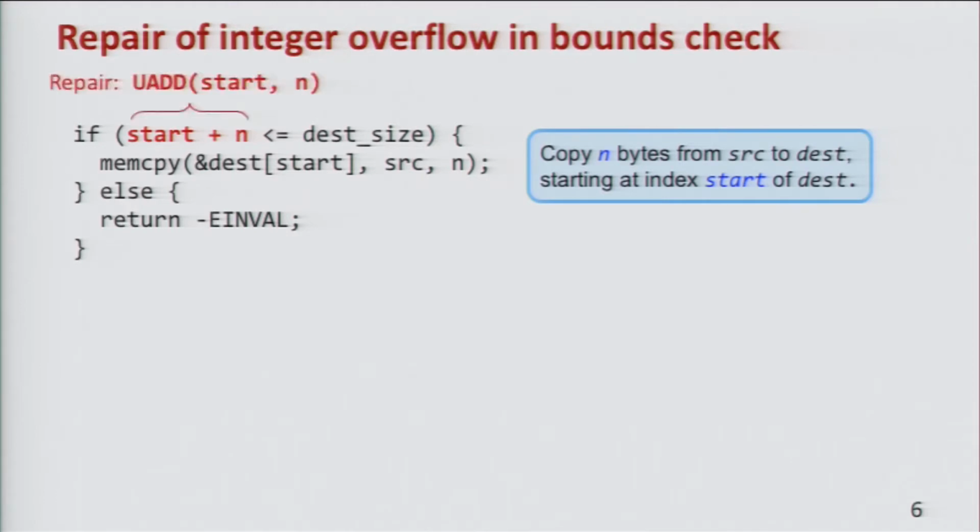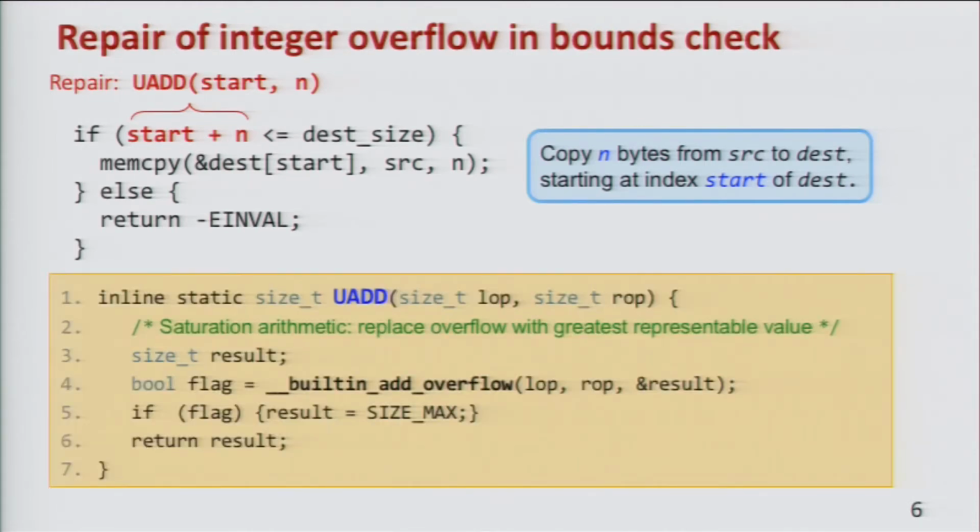So how we fix that is to replace the overflowing arithmetic with a function that we insert called uadd, which does saturation arithmetic. With saturation arithmetic, if the arithmetic would overflow, we instead return the largest representable value, SIZE_MAX. And SIZE_MAX will always be greater than the size of any allocated array, so the bounds check will behave as expected.